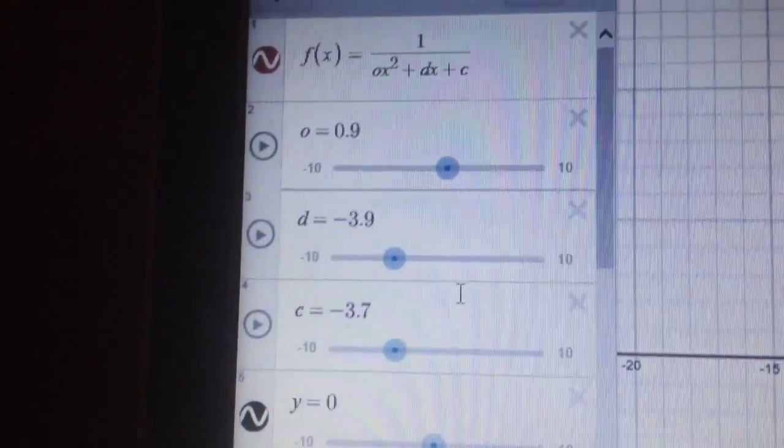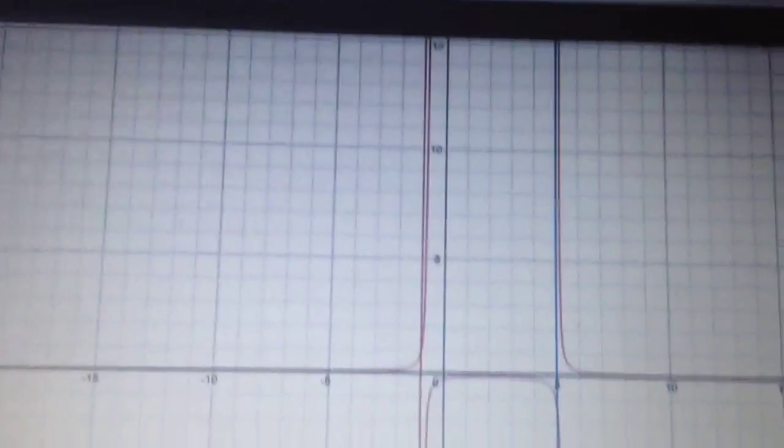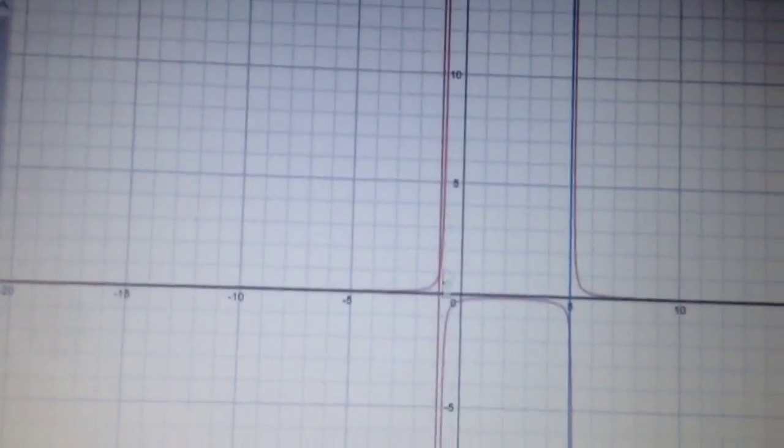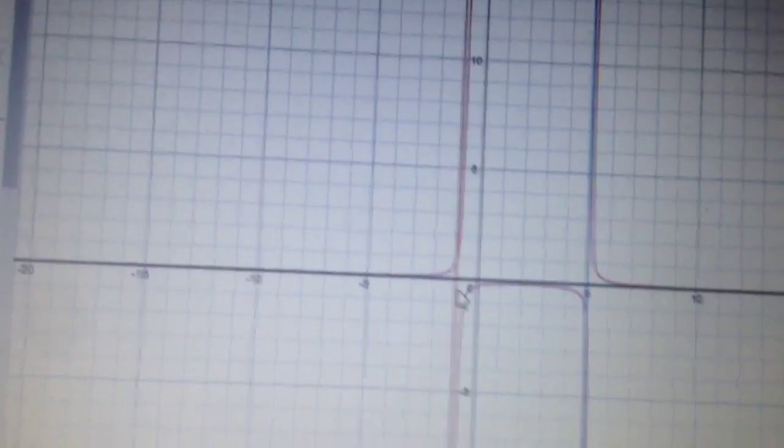The equation is 1 over ax squared plus dx plus c, and I have adjusted the values so that it fits almost exactly the same as the one in the example. So the similarities are there are no x-intercepts on either of the graphs, as well as asymptotes at x equals -1 and x equals 5.